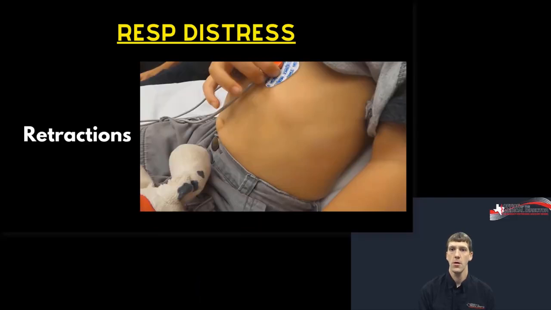Now we're going to look at a video of an older child with retractions. Again, we're going to see some there, and you're going to actually hear the physician describing them in the emergency department.